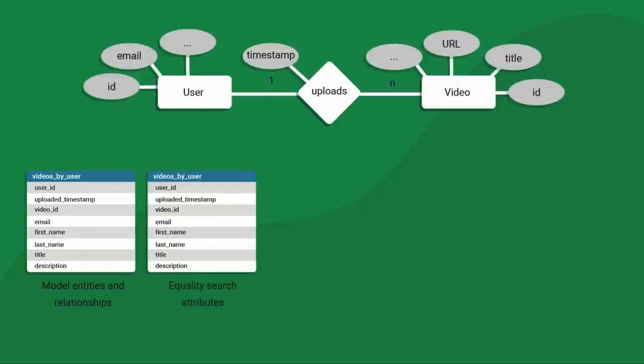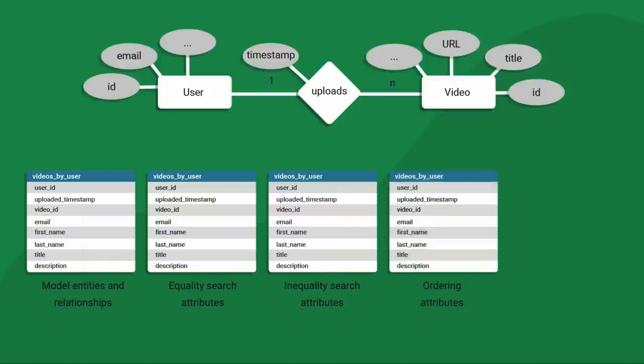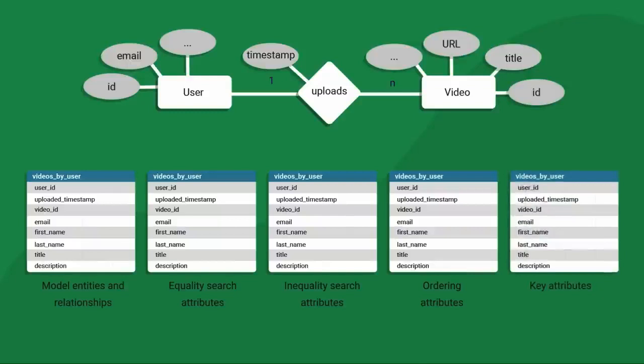Mapping Rule 2. Identify your equality search attributes. In this case, clearly, equality is the user ID. Mapping Rule 3. Identify the inequality search attributes. In this case, it is the uploaded timestamp. Mapping Rule 4. Identify the ordering attribute. Mapping Rule 5. Identify the key attributes needed to guarantee uniqueness and minimality. Here, video ID guarantees uniqueness.